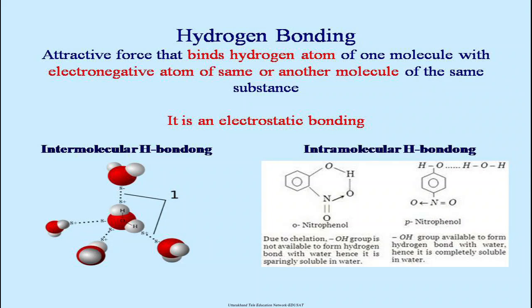It is the same case with nitrophenol. Here paranitrophenol gives rise to intermolecular hydrogen bonding and orthonitrophenol gives rise to intramolecular hydrogen bonding. Paranitrophenol will interact with another molecule of water or paranitrophenol. So this is an excellent example of intramolecular and intermolecular bonding. Orthonitrophenol will give intramolecular hydrogen bonding while paranitrophenol gives intermolecular hydrogen bonding.